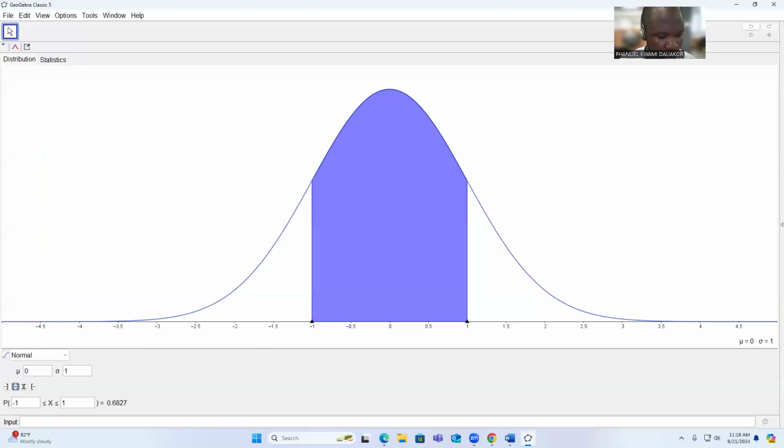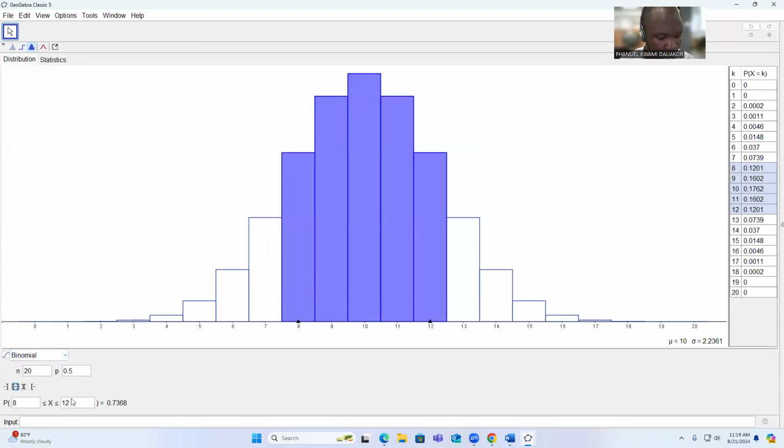So the first question is, if a die is rolled 40 times. The question will determine the kind of distribution you are supposed to use. Here, if a die is rolled 40 times, you are going to make use of what? Binomial distribution. So you select Binomial. The number of times they rolled the die was 40 times, so our n is 40.